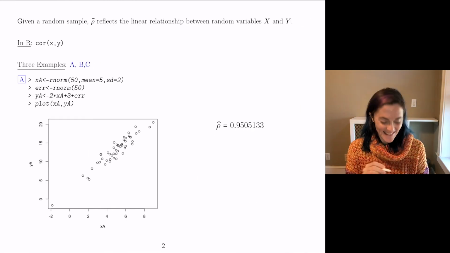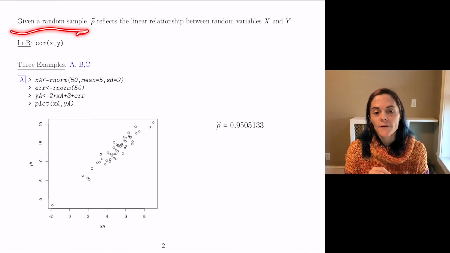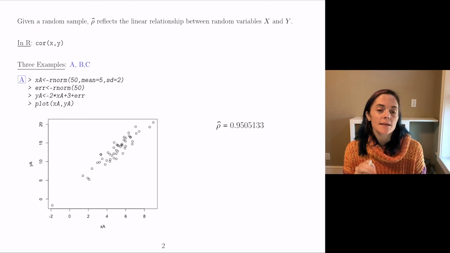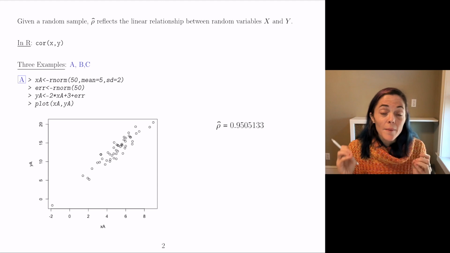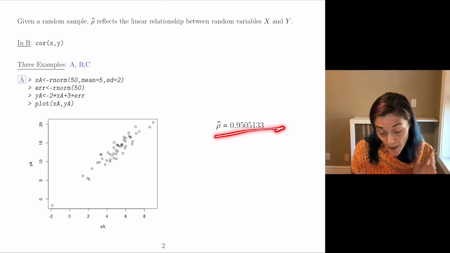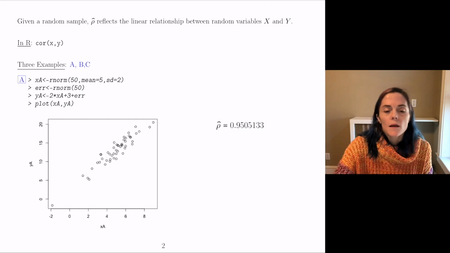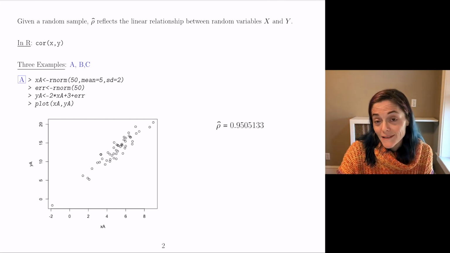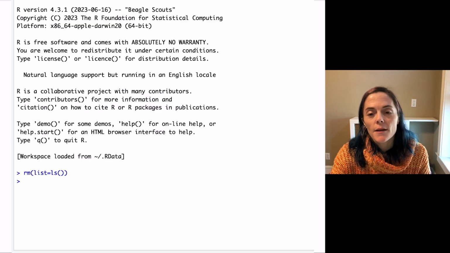Now, given a random sample, this sample correlation coefficient reflects the linear relationship between random variables x and y. I have these three examples in my notes, but let's just run them in R. We will get different numbers than in my notes because we will have different random samples, but I like to see it happening in real time during our video. I have three examples to illustrate in R. Let's look at the first one.